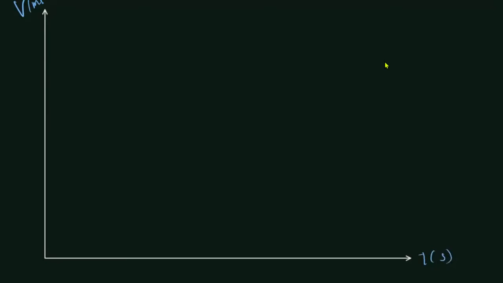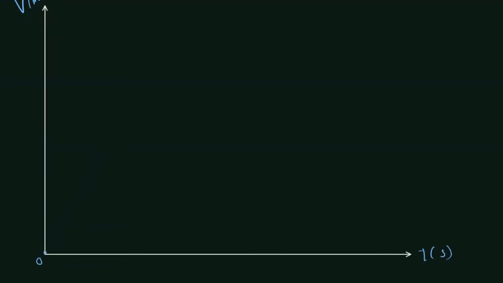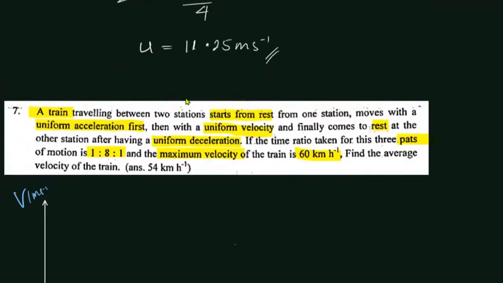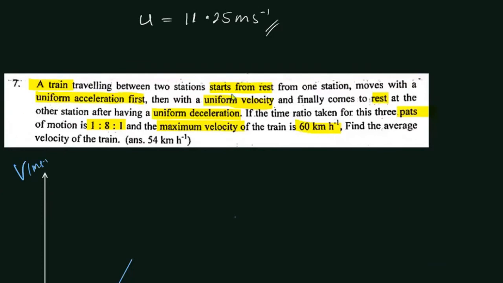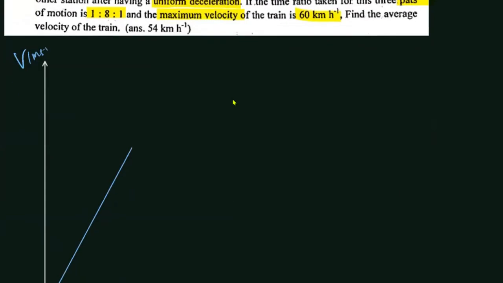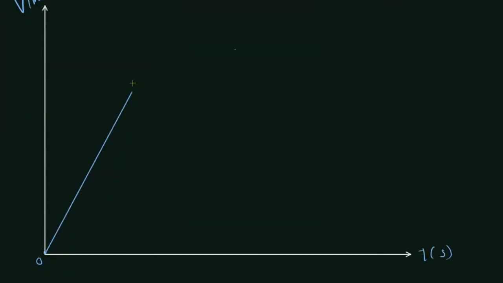So the train is initially moving from rest, which means it starts from zero velocity. At T equals 0, it starts from zero velocity. So it initially accelerates, and it should have a uniform acceleration, correct? It's going to have a uniform acceleration for around this much of a time, for example. And then it moves with a uniform velocity for a certain time.